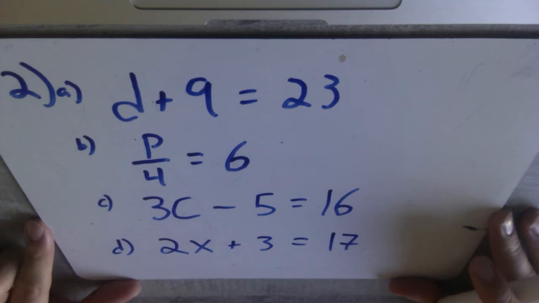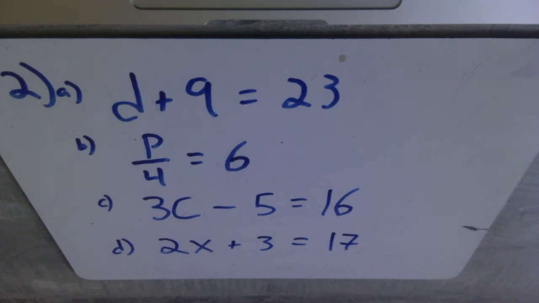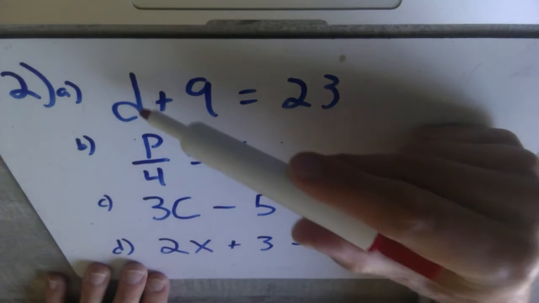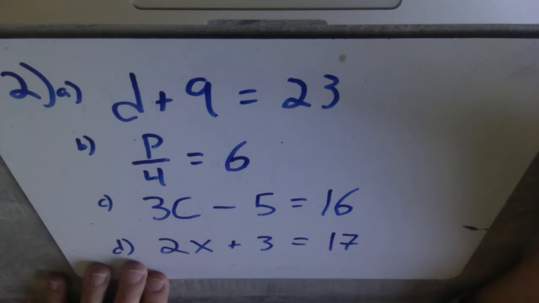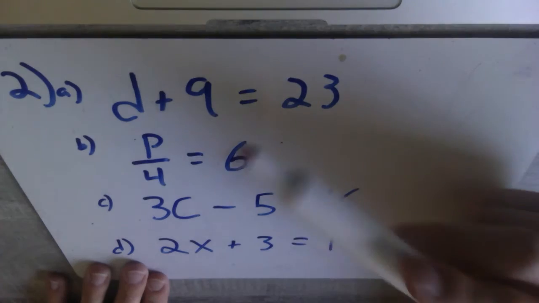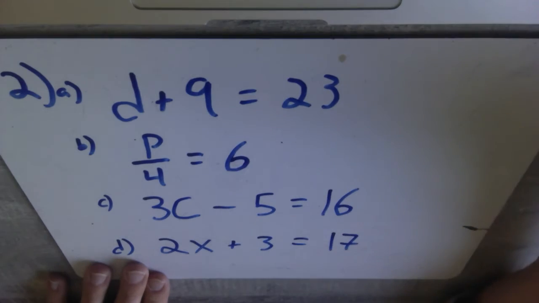Question number 2. We are asked to solve by systematic trial. So remember systematic trial, if you go back into your notes, that is your guess and check. So you are taking a number, you're substituting it in for the variable, and you're seeing if it works. So let's look at 2a together. We have variable d plus 9 equals 23.